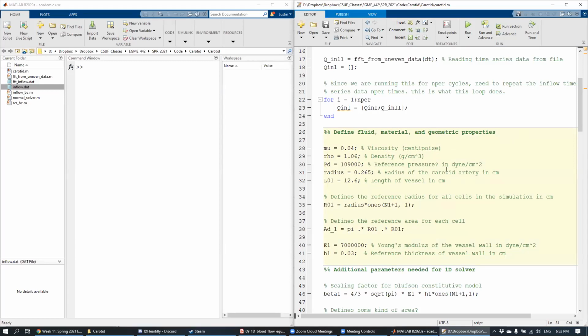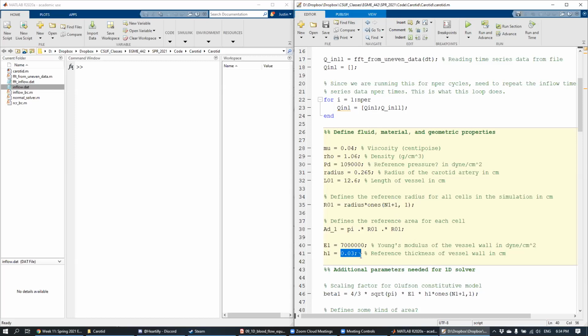And so a carotid artery typically has a radius of about 0.265 centimeters. And the length of the carotid artery is about 12.6 centimeters in length, right? And so these are kind of population average values for these guys. Okay? And then down here, what we have is the Young's modulus. And so this is the material stiffness of the vessel wall. And so we're using a fairly conservative value of 7 times 10 to the 6 dyne per centimeter squared. And I think that's the same thing as 0.7 megapascal. Right? And so it doesn't work for every vessel, but for vessels that are close to the aorta, that's a pretty good value for the Young's modulus. Right?